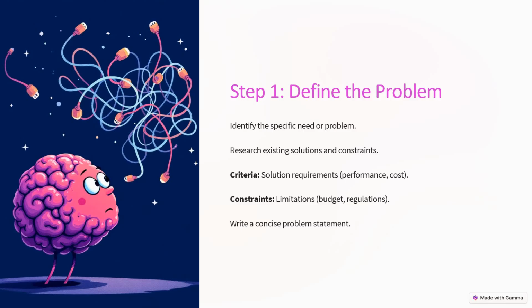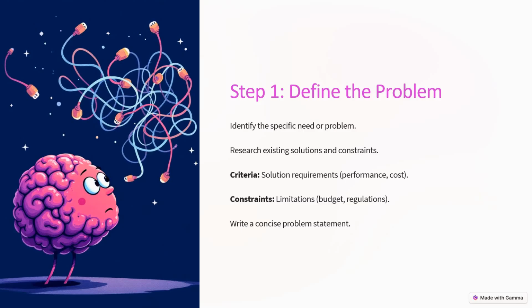So the first step in any meaningful engineering endeavor is to understand what exactly we are trying to solve. This may sound obvious, but surprisingly often engineers rush to solutions without grasping the problem fully. Instead, we must begin by identifying a specific need. So this could be a societal issue, a mechanical inefficiency, a user complaint, or a technical gap.